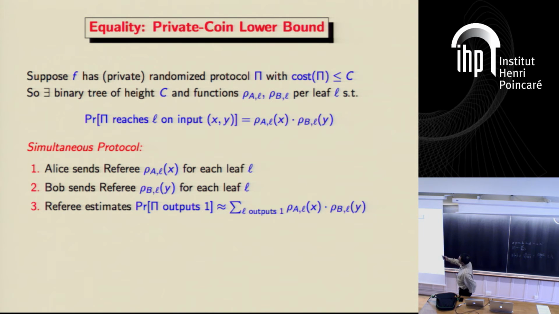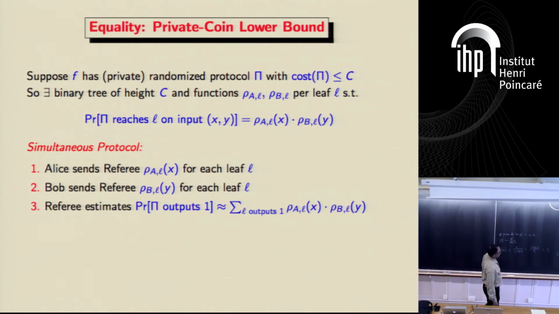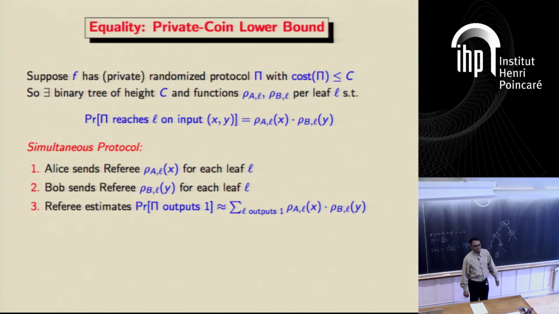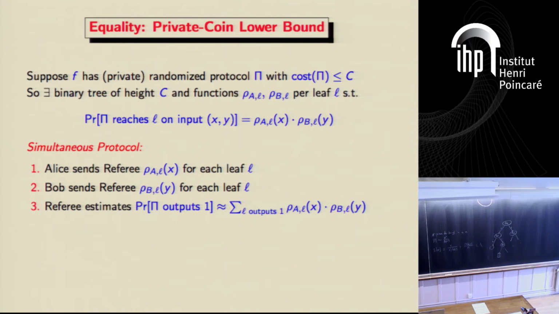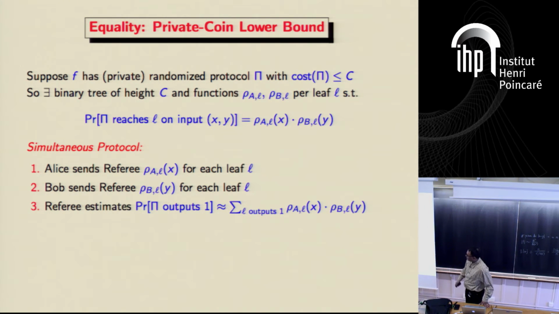So first of all, if you have a private random protocol with cost at most c, so cost is just the height of this tree, this means there is a binary tree of height c, and then these functions rho_A(l), rho_B(l), such that the probability of reaching a leaf is given by this product. So we can do a simultaneous message deterministic protocol as follows, right? Alice is going to compute rho_A(l) of x for each leaf, and then Bob is going to do the same with his function.